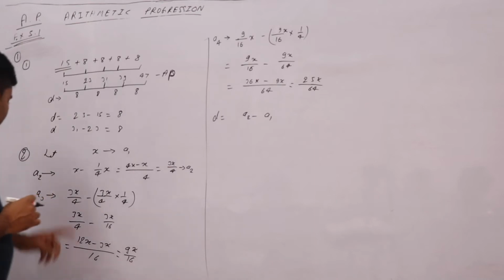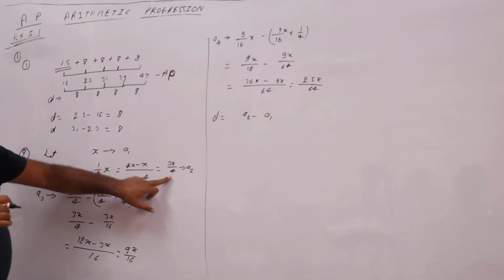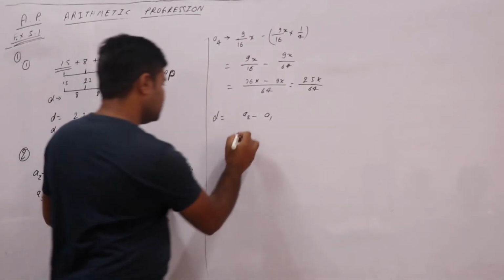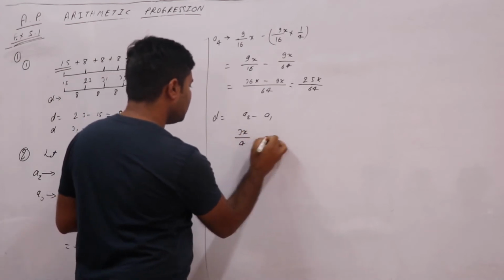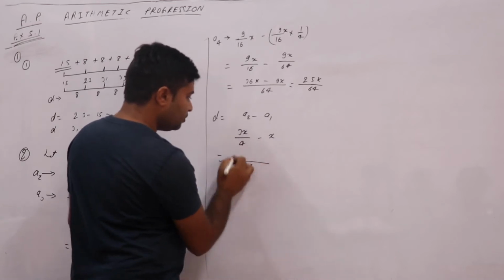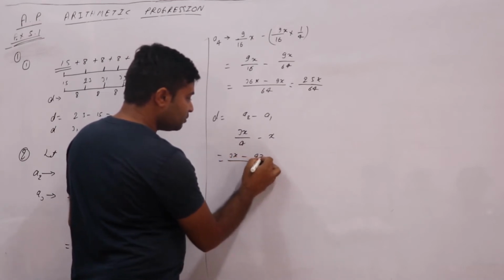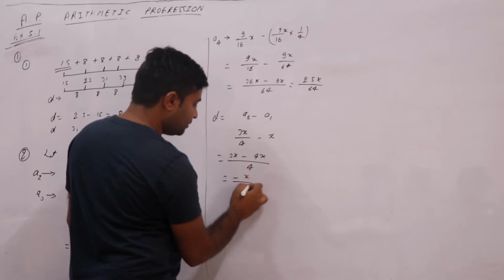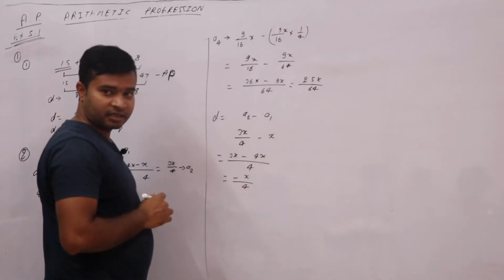So what is the second term? 3 by 4. 3x by 4 minus x. Correct? How much will we get here? 3x minus 4x is equal to minus x by 4.